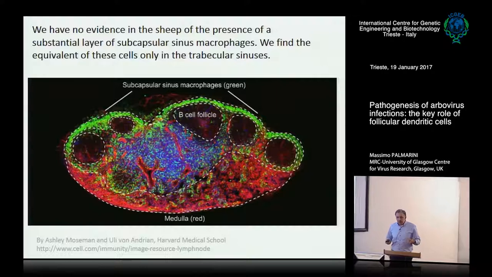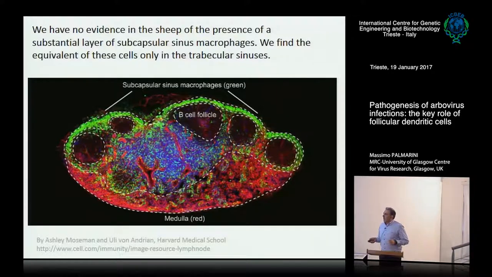Now, something that is important is a very nice paper by Facundo Batista, who was in London and then moved to Harvard, showing that these subcapsular macrophages are the guardians of the lymph nodes, where they actually have pathogens invading the lymph node. These are really the cells that are critical to block this invasion. Now, what is very interesting is that in sheep, we can find this layer of subcapsular sinus macrophages. We found these macrophages, but they're mainly near the trabeculae, and their presence is patchy.